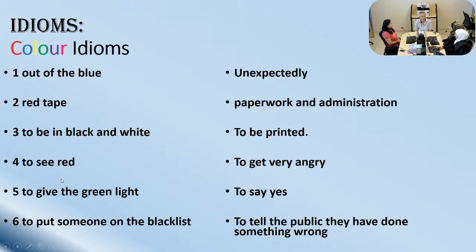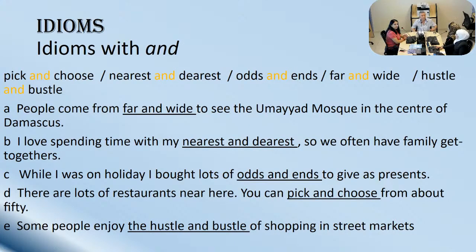Okay, we have other idioms with and. The first one is pick and choose, then nearest and dearest, odds and ends, far and wide, hustle and bustle. There are a lot of girls. You can pick and choose if you want to get them. The first example: People come from far and wide to see the Umayyad Mosque in the center of Damascus. I love spending time with my nearest and dearest, so we often have family get-togethers. While I was on holiday, I bought lots of odds and ends.